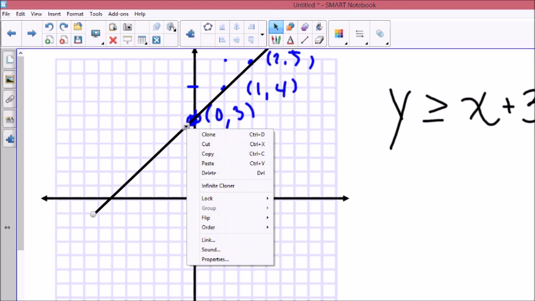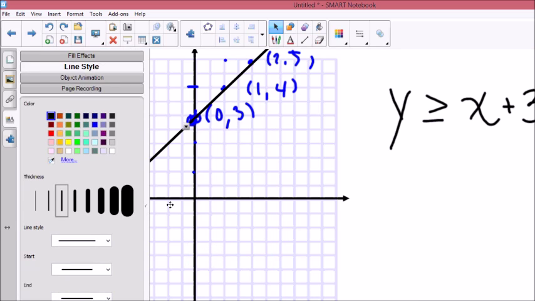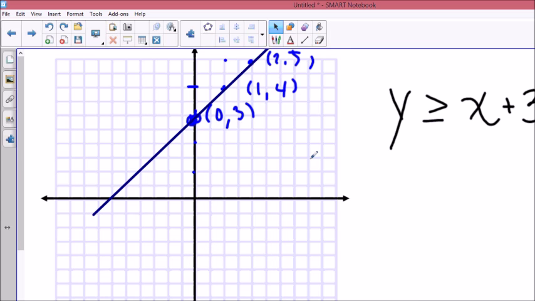I'm going to turn it blue so it matches. And this time, since my inequality symbol says I can be equal to, y is greater than or equal to x plus 3, I'm going to connect that with a solid line instead of a dotted line. So I know that I can actually stand on the line and be part of the solution set.